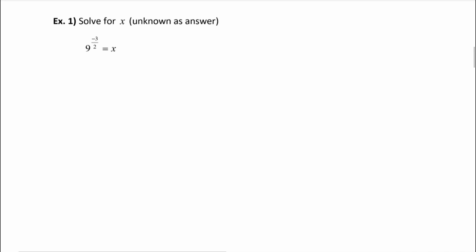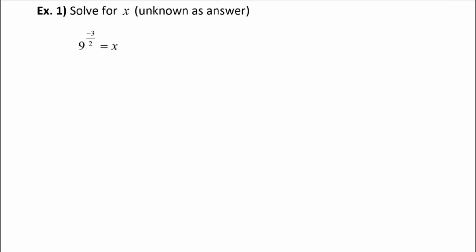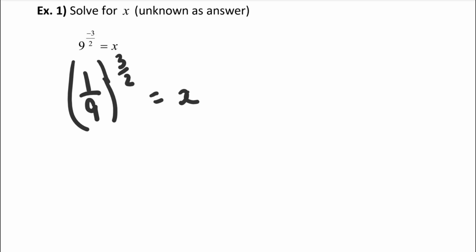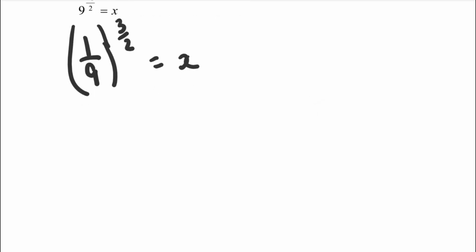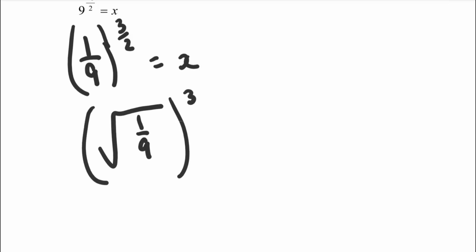So let's do example number 1. Solve for x, so your unknown as the answer. Okay, so we have 9 to the power of negative 3 over 2. If we're going to use our exponent laws, this negative exponent we're going to change, so it'll be 1 over 9 to the power of 3 over 2. Okay, well that's equal to x. So what that means is we are now going to take this fraction exponent and change it so that it's a root. So this is going to be now the square root of 1 over 9, and that's all going to be to the power of 3. And that is still equal to x.